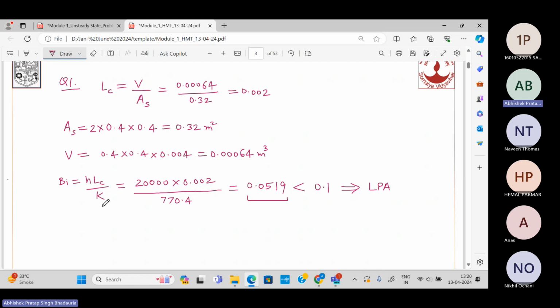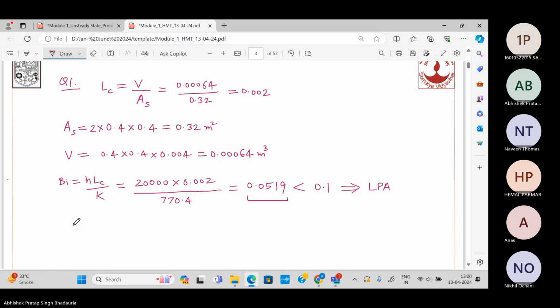Always remember the first step to solve the problem on unsteady state heat transfer is to calculate Biot number. In most of the books, at many places they have not calculated Biot number. They have directly used the method, either lumped parameter analysis method or the Heisler chart. But that is not the correct approach to solve the problem. Always remember the first step is to calculate Biot number.